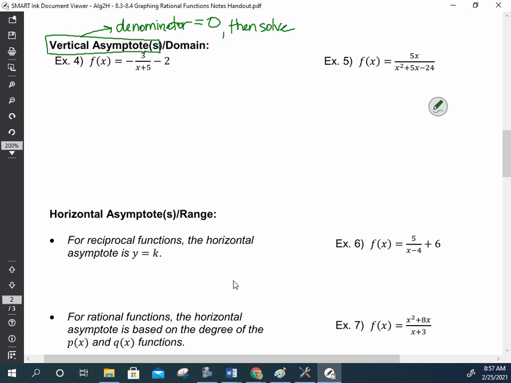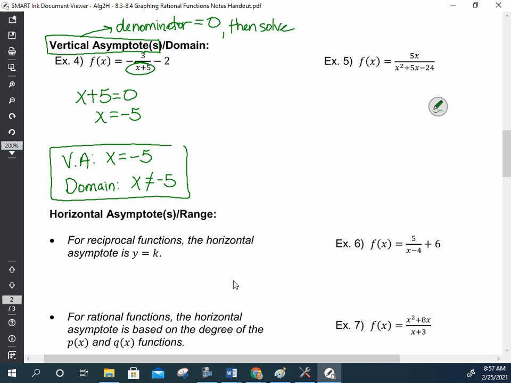So with a basic rational function, x plus 5 equals 0. Okay, so x equals -5. Your vertical asymptote is x equals -5, which means your domain: x cannot equal -5. X can't equal -5, that's that.